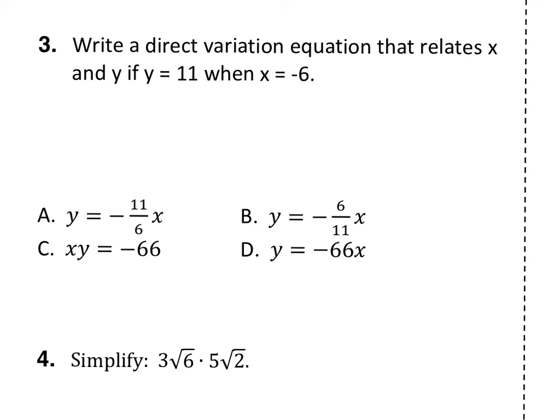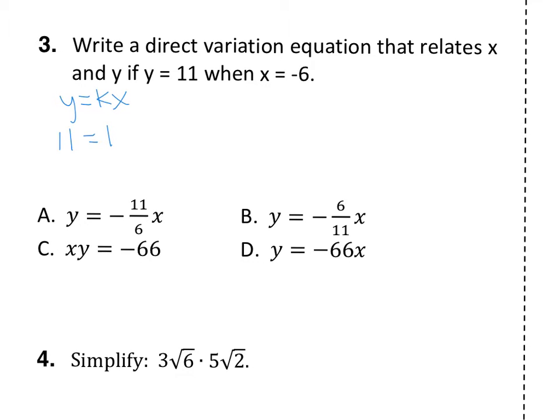Number 3, write a direct variation equation that relates x and y if y equals 11 when x equals negative 6. So if you can recall, direct variation is y equals kx. So we need to figure out what our constant, or k, is. So I'm going to substitute in 11 for y and negative 6 for x.